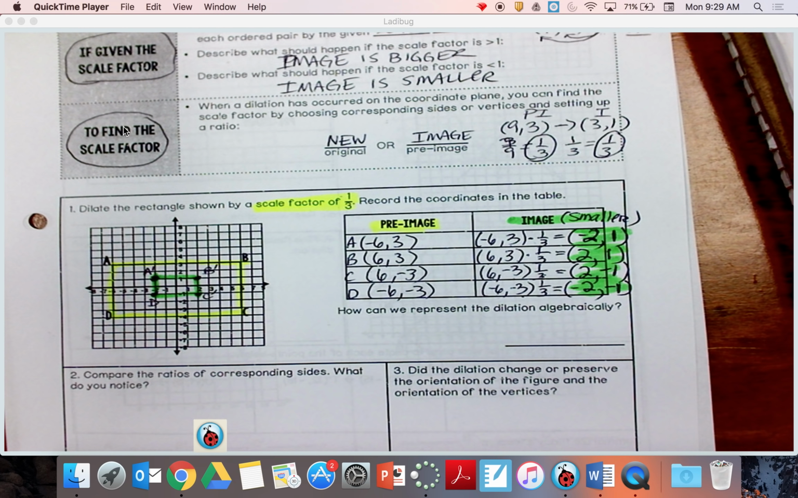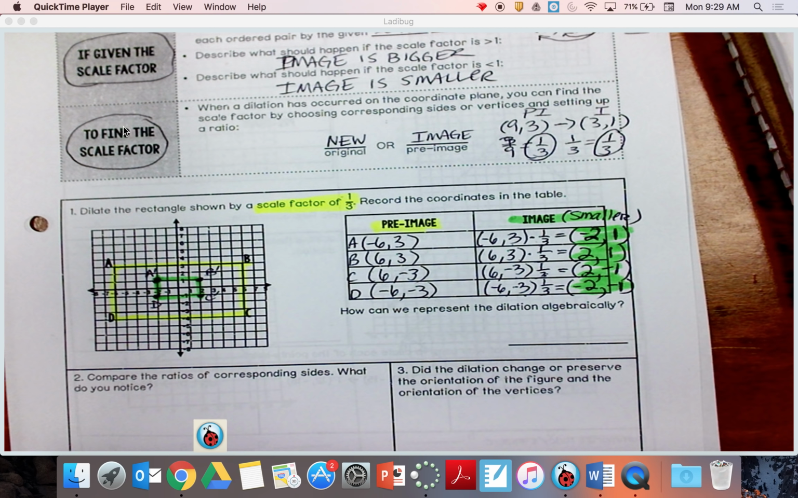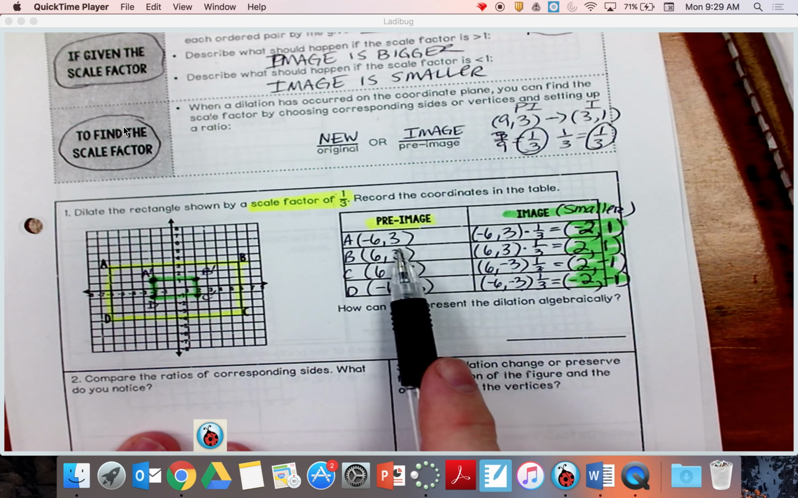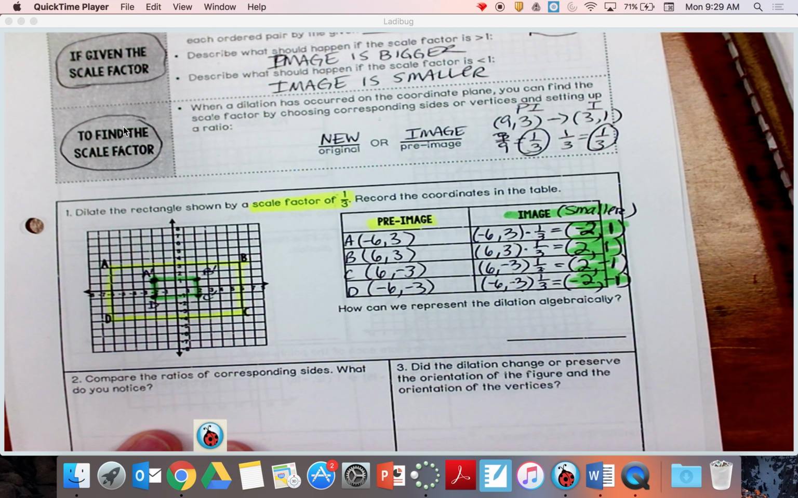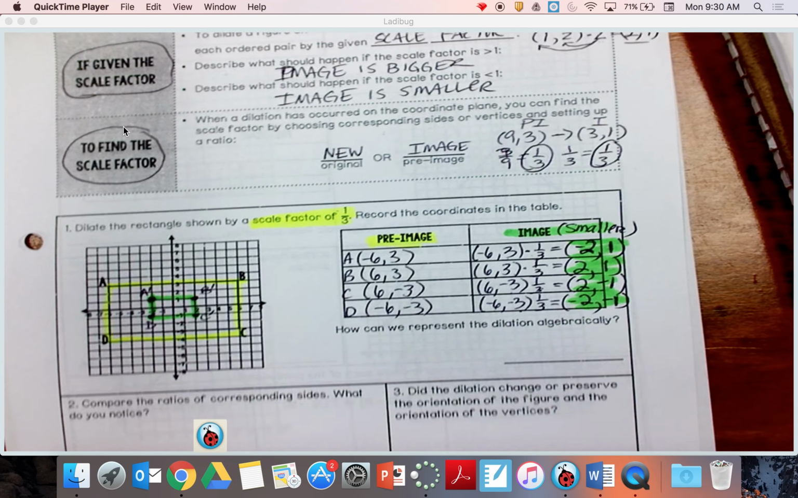So basically what I did there was I just dilated this one down, been able to find my new points, and you can see because it's smaller than 1, I've got a new smaller rectangle there in this case. So that's basically what we did. Just to recap, I listed my ordered pairs, multiplied by the scale factor, and got my new points. That's what Q2 is going to ask you to do, and that's what you're going to do on your homework here.